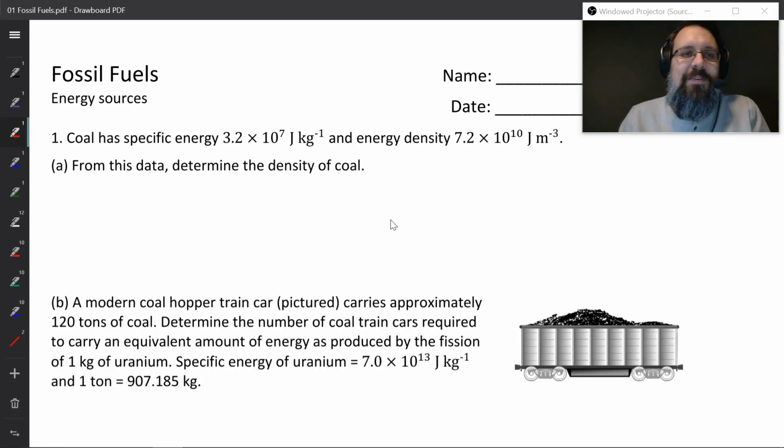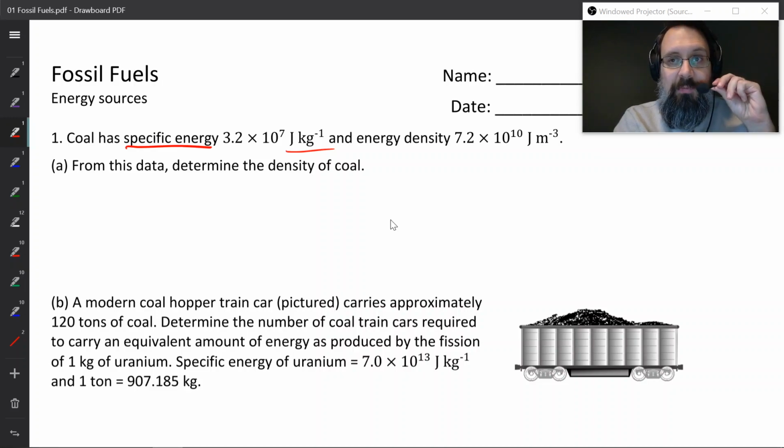Okay, let's start. The first thing I want to talk to you guys about is this concept called specific energy. If you look at the units, it's joules per kilogram. Essentially, imagine if I had a kilogram of coal, how much energy could I extract from it by burning it? If the specific energy of coal is 3.2 times 10 to the 7, that means you get 32 million joules out of burning a kilogram of coal.